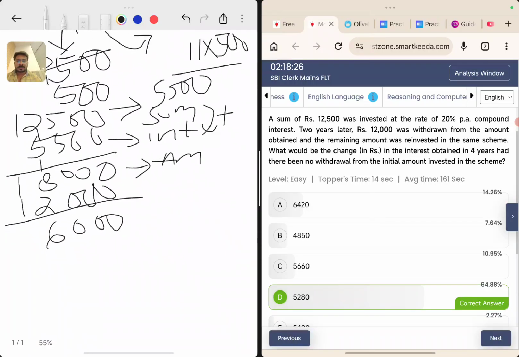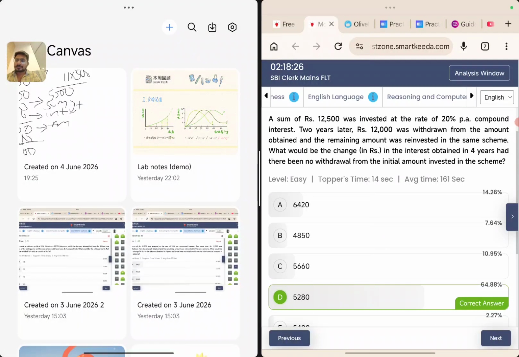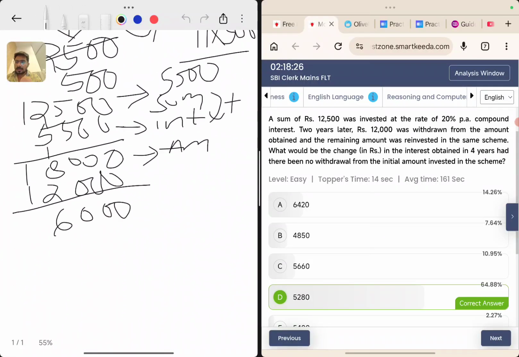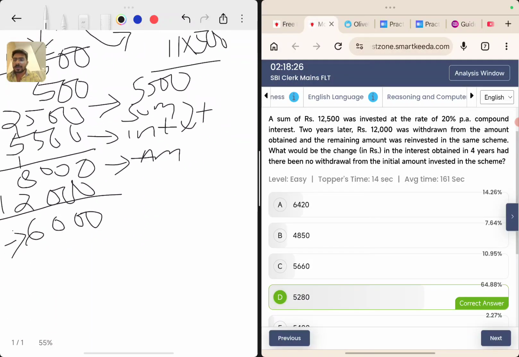So in 4 years he invested. The first part is saying that for the first 2 years he invested and withdrew some part of the amount, and the remaining amount he invested in the same scheme for the next 2 years. Next 2 years means the same ratio, initial to final, 25 is to 36.